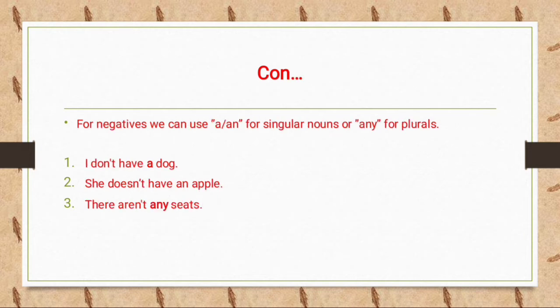The second usage, for negatives we use a and an for singular nouns or any for plurals. For example, I don't have a dog. Now dog is what? Dog is a singular noun, that is why we have used a. She doesn't have an apple. Apple is again a singular noun, that is why we have used an. And there are not any seats. Seats are what? Seats are plural, and that is why we have used any.